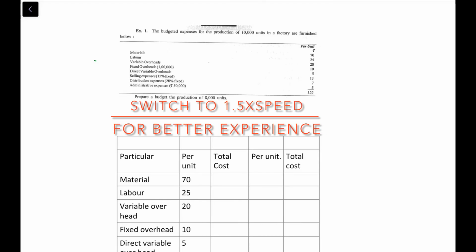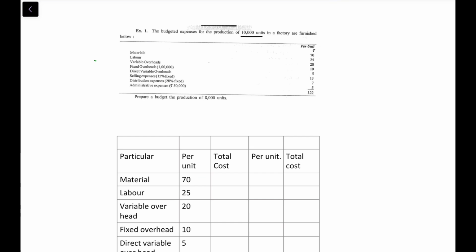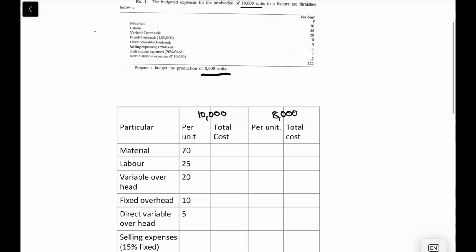In today's video, I'll help you to understand how to calculate budgeted expenses for production. So in this problem, 10,000 units budget is given. You need to prepare a budget for 8,000 units. So I'm explaining this problem in a simple term.